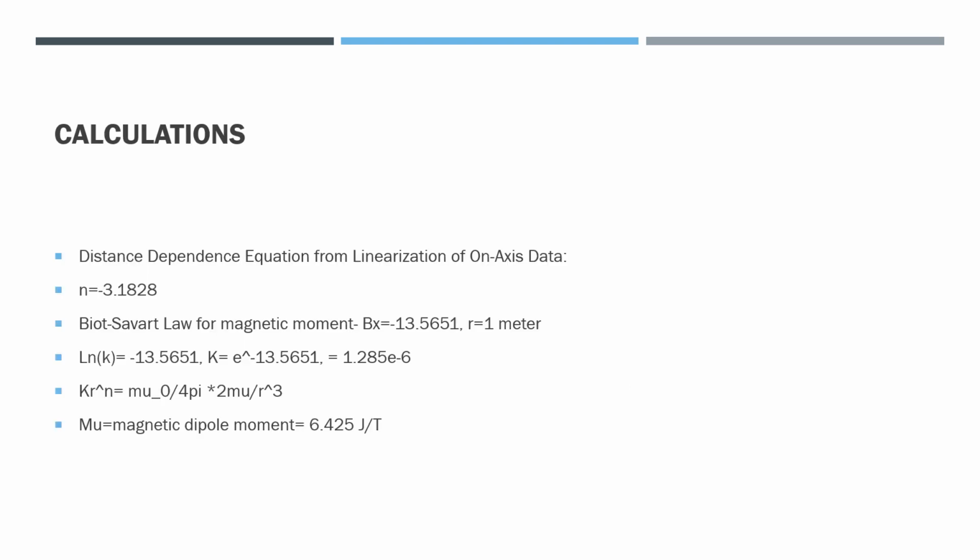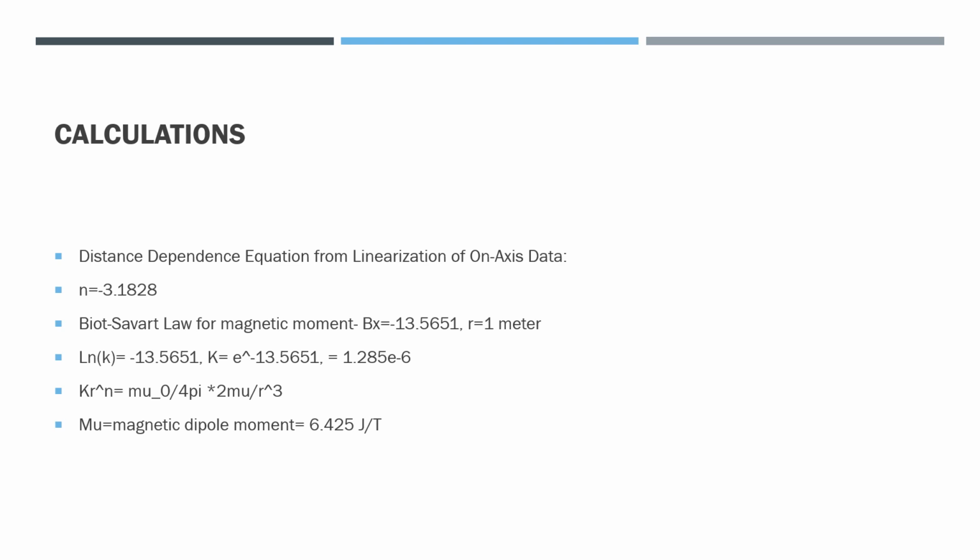For our calculations, first we use the distance dependence equation from the linearization of the on-axis data, so the slope would be equal to n, which in this case is negative 3.1828. Then we use the Biot-Savart law for the magnetic moment, and we know that the natural log of the magnetic field in the x direction is negative 13.5651, because that was the intercept on our line, and we can just assume that r is equal to 1. Then the natural log of this k is equal to that, and so k is equal to e to the negative 13.5651, making k equal to 1.285 e to the negative 6.